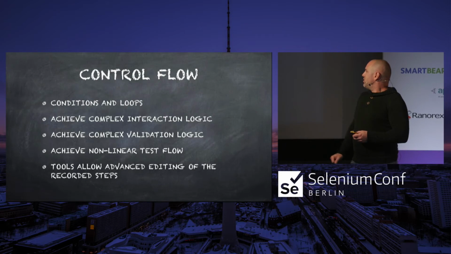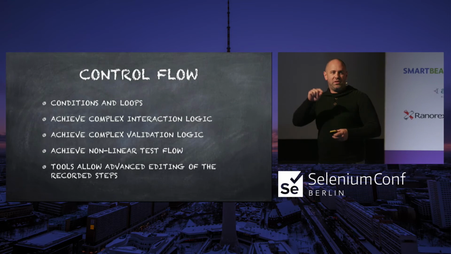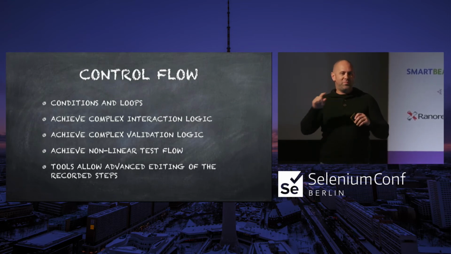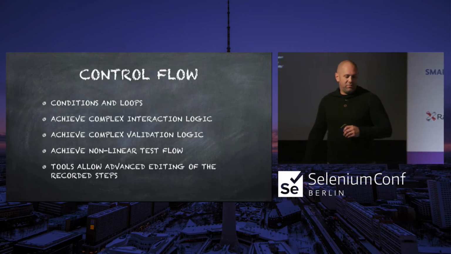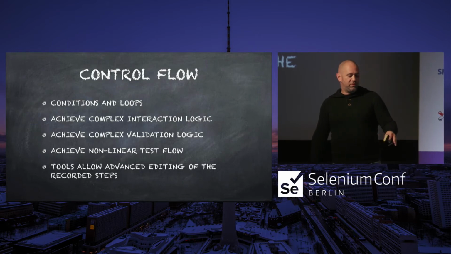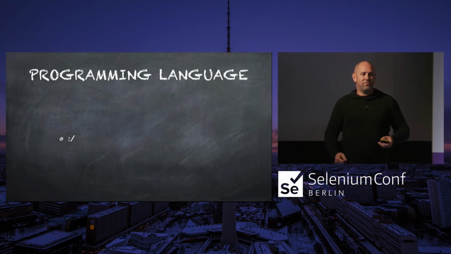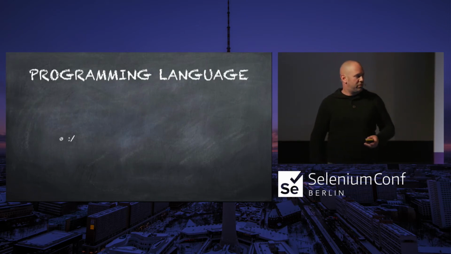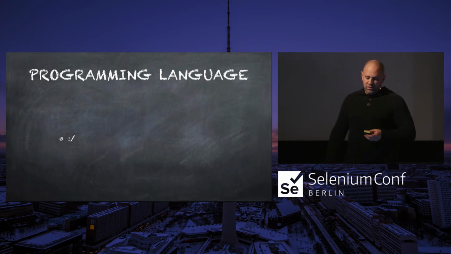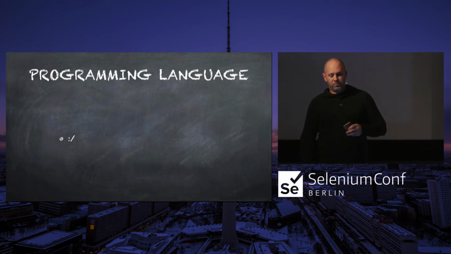Now, some tools allow advanced editing of the recorded steps. So a tester doesn't necessarily have to simulate a loop by repeating the same test over and over again. But no doubt about it, there's a lot of advantage to using code when it comes to smart control flow. And programming language, of course, is the one skill that really separates developers from users of record playback tools. But let's see what we're missing by not using code and how we can diminish the negative impacts.